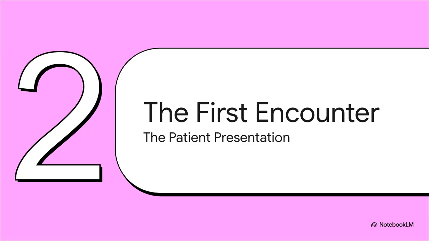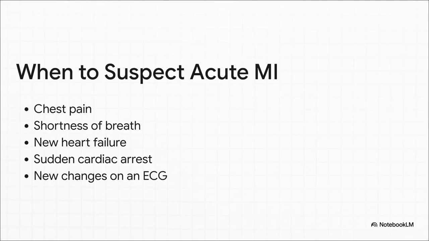Okay, let's get out of the textbook and into the room with the patient. This is where your clinical skills, your ability to really listen and observe, make all the difference. You have to cast a really wide net here. Your suspicion for MI should be triggered by more than just chest pain. I'm talking shortness of breath, a patient who suddenly develops heart failure. Even someone who comes in after a cardiac arrest. Your initial suspicion is what gets the ball rolling. And with MI, time is muscle.